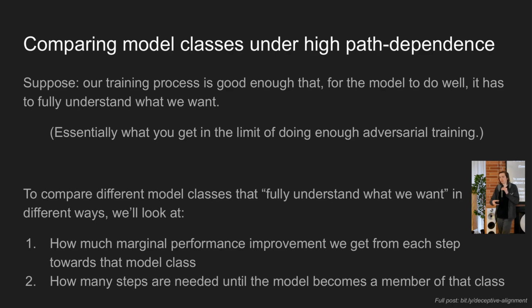And so because of this basic understanding of gradient descent, we're going to be looking for large marginal performance improvements along the path as being evidence of the sort of path that gradient descent would want to take in this high path dependence view.